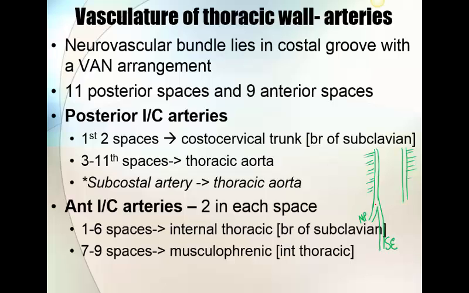We will be looking at these pictures. So this, at the level of the 6th space, is where this internal thoracic artery divides. Therefore, the 7th to the 9th space will get supplied by musculophrenic because the internal thoracic is no longer present. And superior epigastric, of course, goes into the abdominal area, and that's where we'll see it. So you need to know where these arteries are arising from and what they are branches of. So let us look at these now.